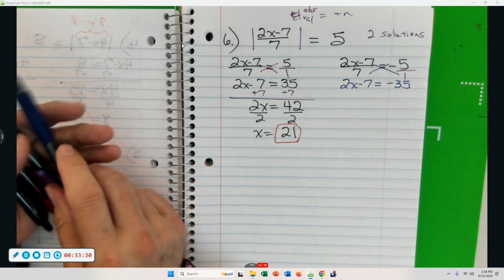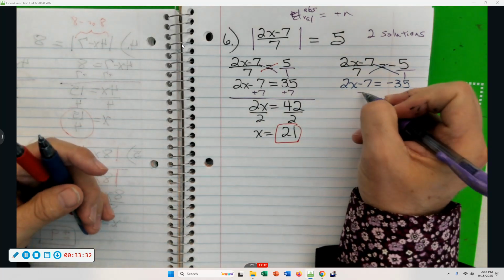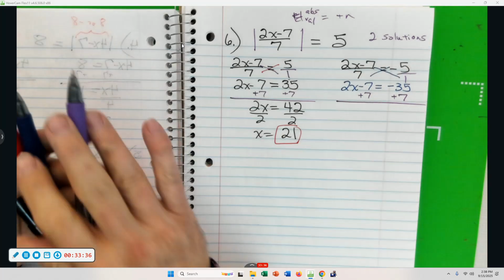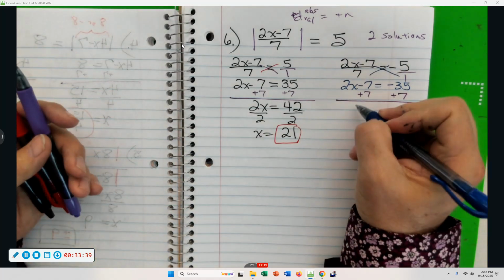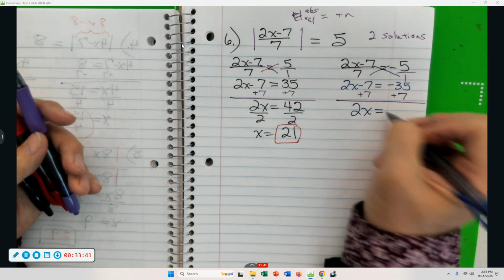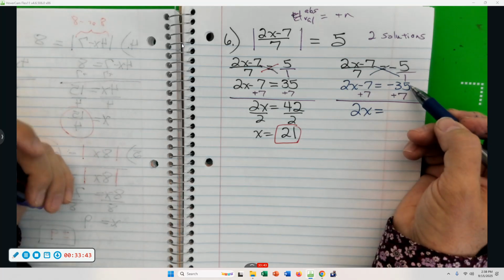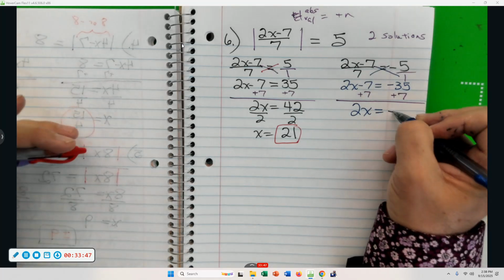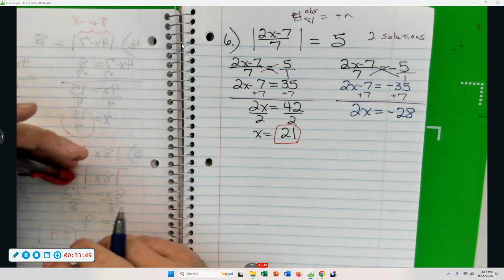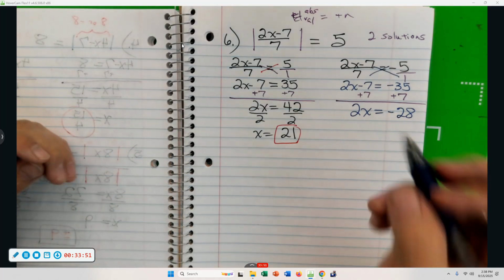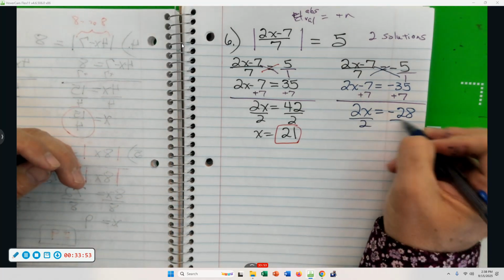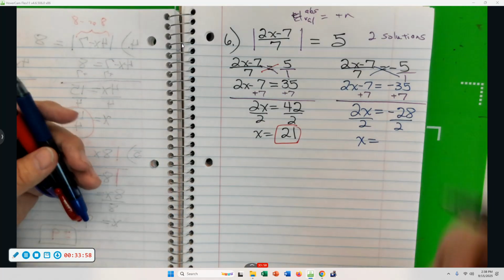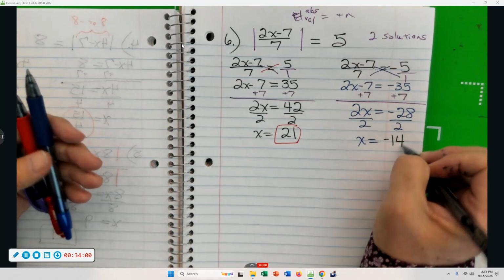Add the 7. Okay. And then add on the other side. Okay. So we have 2x equals. Bring down the 2 and then over 2. Okay. Negative 35 plus 7. Did I hear negative 28? And then divide by 2 to give me my second solution of negative 14.